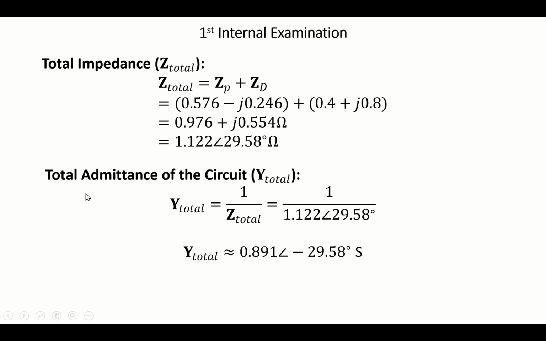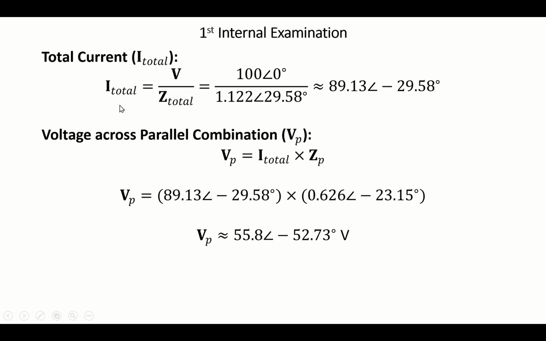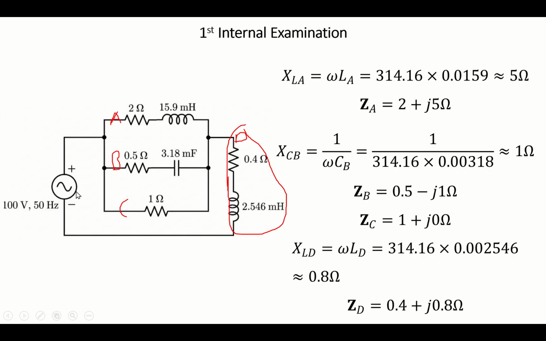And similarly, to find the total admittance of this circuit, we'll simply take the reciprocal of Z total, which is 1 upon Z total, and this comes out as 0.891 angle minus 29.58 degrees Siemens. The total current can also be evaluated by dividing the source voltage by the total impedance, and this gives us 89.13 angle minus 29.58 degrees amperes. And the voltage across the parallel combination can be evaluated using this I total, because I total is the current that flows through the source and it passes through this combination, the parallel combination of branch A, B and C.